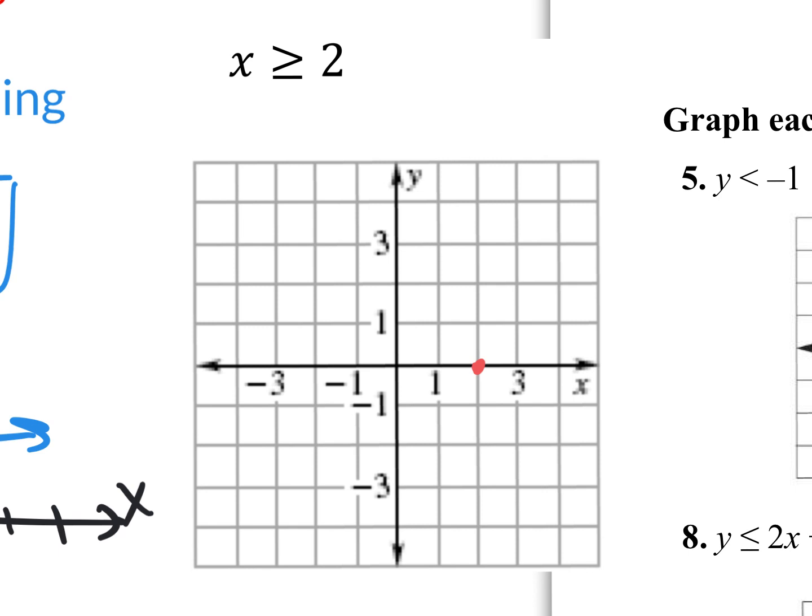But the question is, is that going to be a solid line or a dotted line? Solid, because of this solid line underneath. So this is going to be a solid line going right through there.